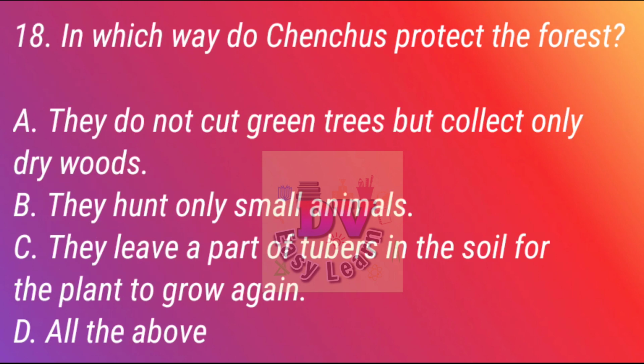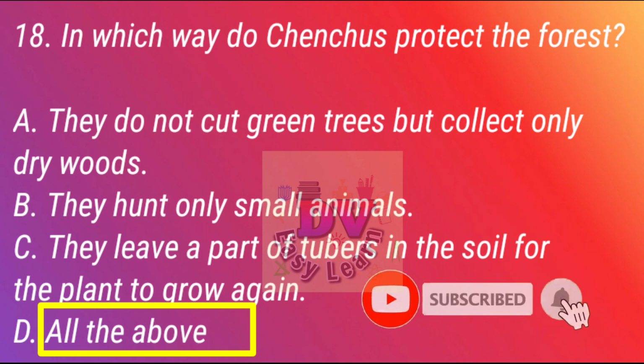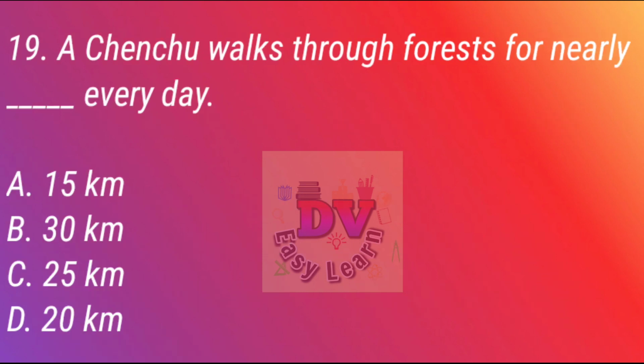Question number 18. In which way do chenchus protect the forest? Correct answer, all the above. They do not cut green trees but collect only dry woods. They hunt only small animals. They leave a part of tubers in the soil for the plant to grow again. Question number 19. A chenchu walks through forests for nearly dash every day. Correct answer, 30 kilometers.